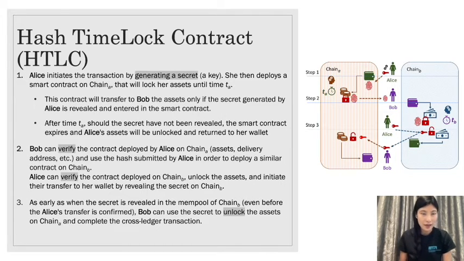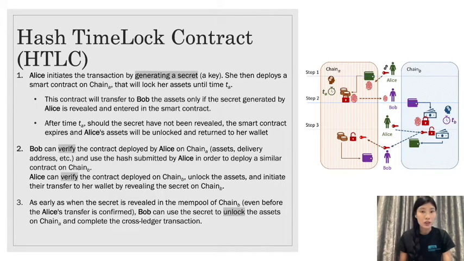So at the second step, Bob verifies that this publicly deployed smart contract on chain A is in order. And then Bob uses the hash of Alice's secret to deploy a very similar contract on chain B, which also has a time lock TB on chain B. After Bob's deployment of his smart contract on chain B, Alice will verify that everything is in order and then uses the secret that she generated at the very beginning to unlock the assets on chain B.